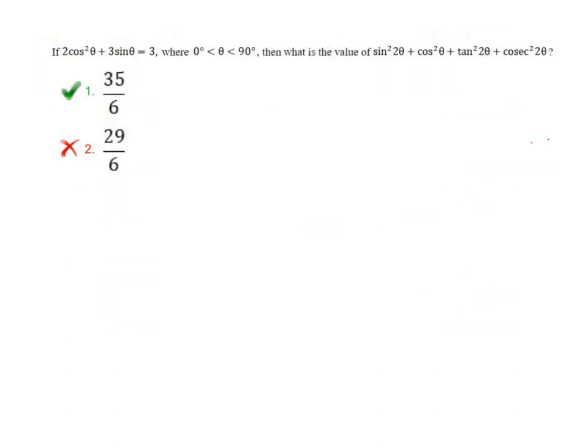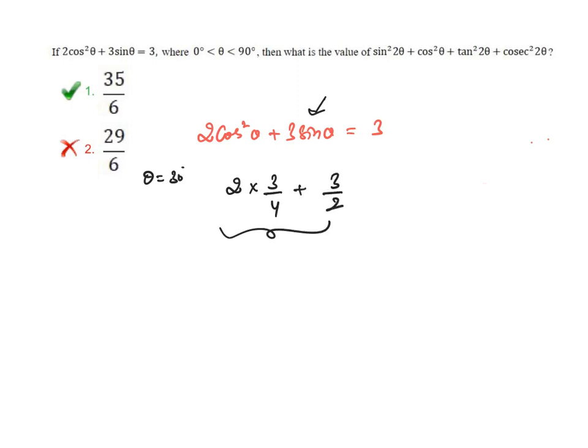If 2 cos square theta plus 3 sin theta is equal to 3, then he is asking you the value of the expression given. So I'm not going to solve the equation, I'm just substituting the value of theta and checking it. 2 cos square theta plus 3 sin theta is equal to 3. You have a rational value, so I want the rational number for sin theta, and cos square anyway, even if irrational, if you square it, it becomes a rational number. So I'll substitute theta is equal to 30 degrees. So 2 into root 3 by 2 whole square is 3 by 2, plus 3 by 2, so it becomes 3. From this I can confirm that theta is equal to 30.